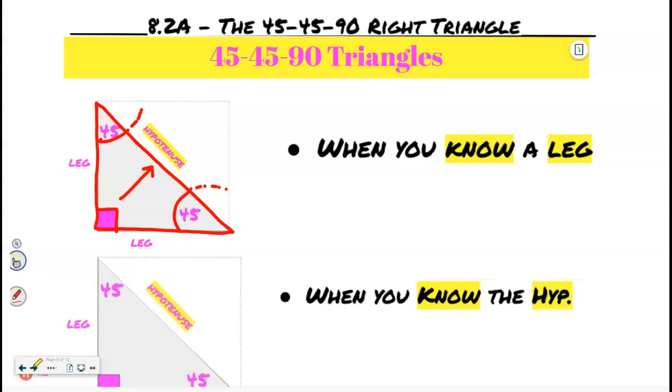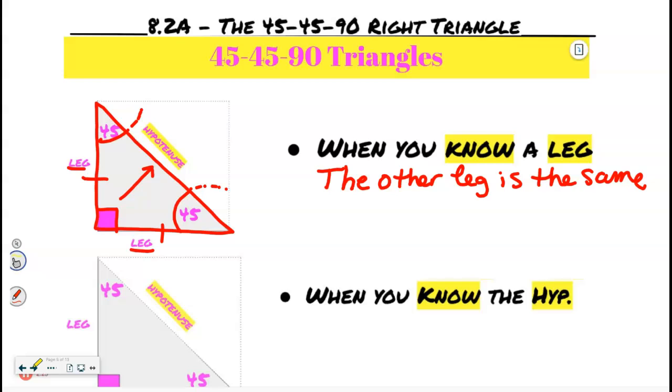And so only if this angle is 45 do we know we have half of a square, which means that you always know that these legs are equal because they're actually sides of a square. So when you know a leg, there's two things that you know. The other leg is the same. So if you know a leg, for example, if I tell you this is 5, then you go, oh, this is half a square, so this is also 5, which is kind of nice.